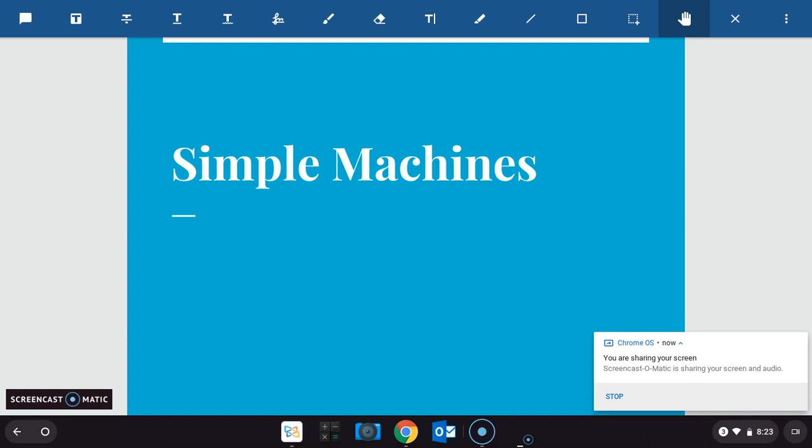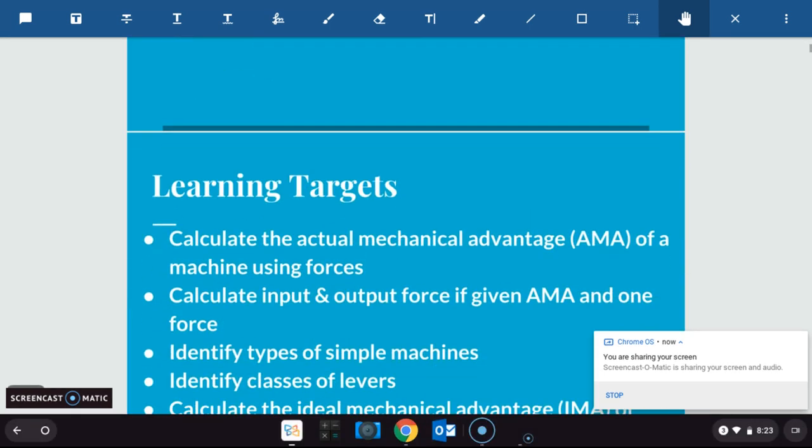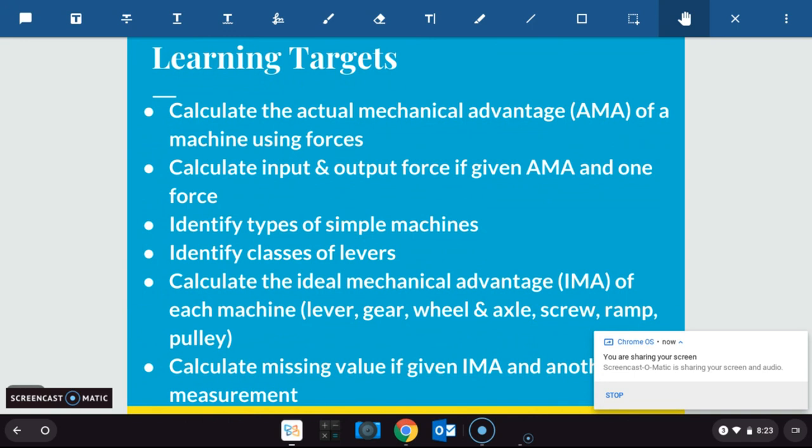Hi, this is Mrs. Ertl, and I am going to be walking you through some of the Simple Machines notes. These are the notes that are in Schoology at the bottom of the folder that says Simple Machines.